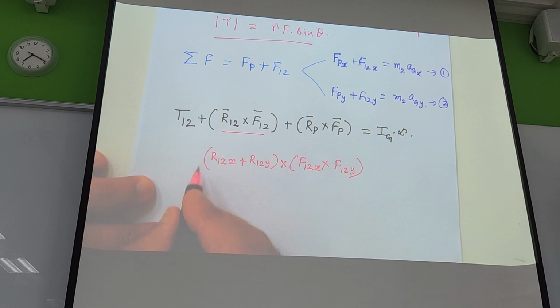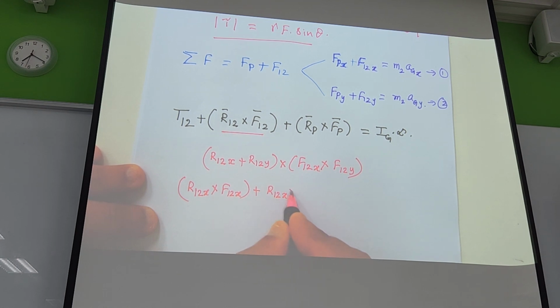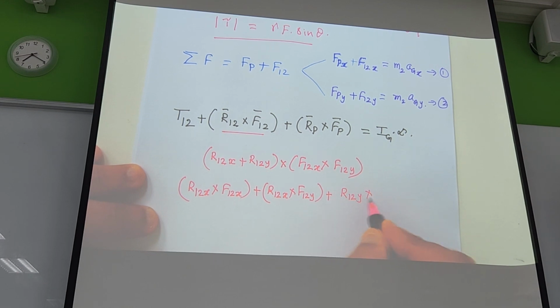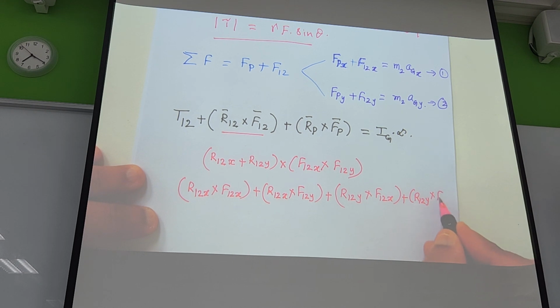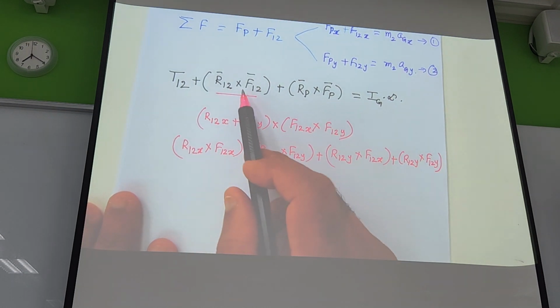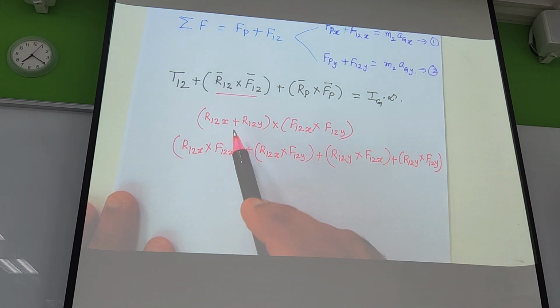Once I multiply this, I get R12x cross F12x, plus R12x cross F12y, plus R12y cross F12x, plus R12y cross F12y. So we can expand this term by writing the x component and y component, then multiply.